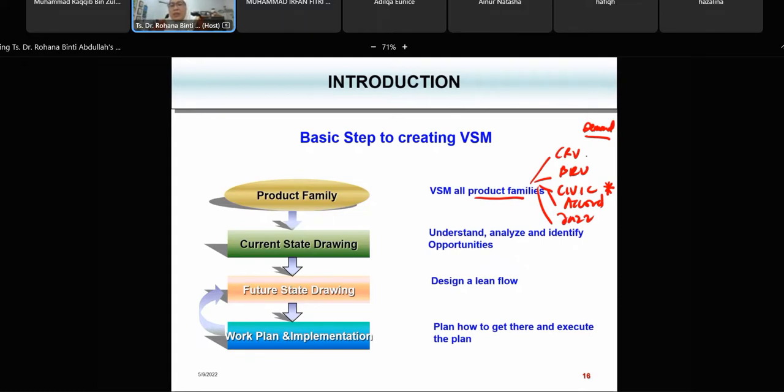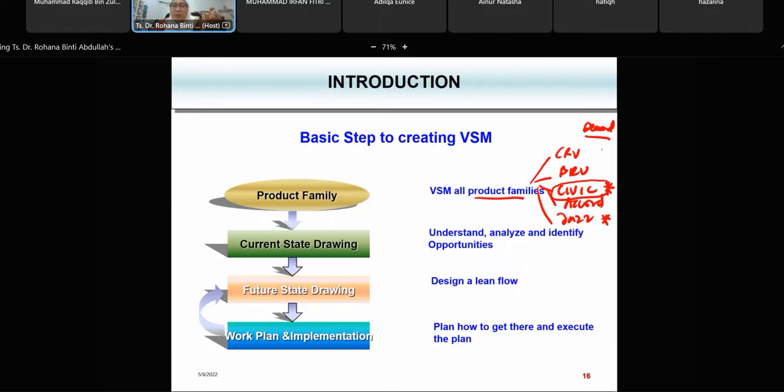Later baru kita pergi kat produk lain. Mungkin yang second yang high demand ada Jazz contohnya. Okay, ni yang kedua kita boleh. Tapi kita kena pilih satu produk family saja. Kita tak boleh buat banyak-banyak. Nanti that is the constraint of the value stream map ni. Dia kena buat satu-satu. So kita pilih Honda Civic contohnya.